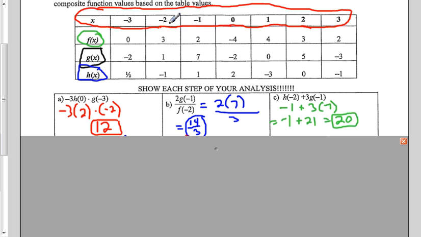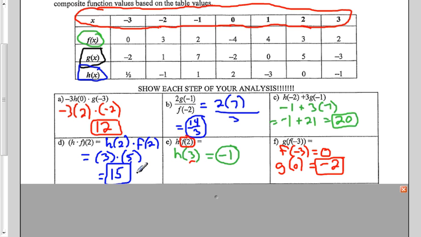H of -2, again, when x is -2, h of x is -1. G of -1, when x is -1, g of x is 7. Please make sure you follow your order of operations, so we're going to multiply first. 3 times 7 is 21, then we do our addition, -1 plus 21 equals 20.